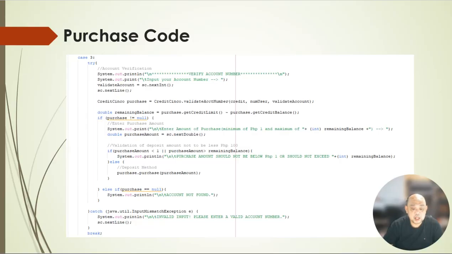I use the remaining balance to get the allowable purchase amount, which is credit limit minus credit balance. If the user enters below 1 or higher than the allowable purchase amount, the system will print that the purchase amount should not be below 1 or should not exceed the allowable purchase amount. If the entered amount is valid, it will go to the method purchase in the CreditSynco class file with the parameter purchase amount. Try catch is also used to catch input mismatch.